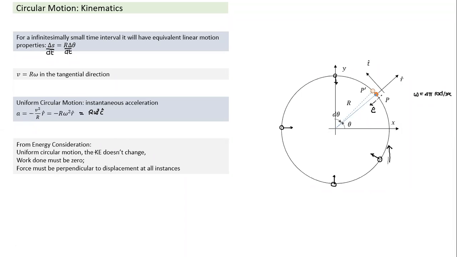If work done is zero, but there's an acceleration, so there's a net force, there's a displacement, but yet work done is zero. It clearly implies that force must be perpendicular to displacement at all instances. Since the instantaneous displacement is tangential, the force must be in the radial direction. We can understand the force has to be in the radial direction from an energy perspective. I hope you have all understood this.